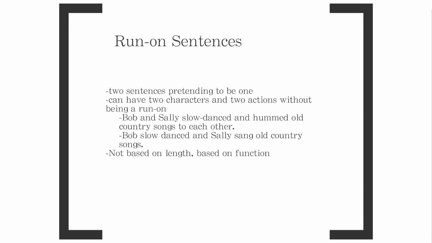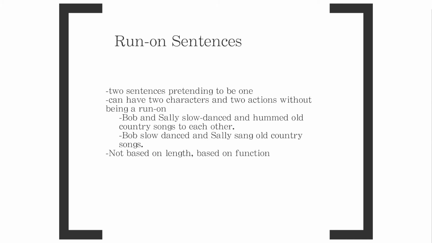Now let's talk about run-on sentences. Run-ons are when we have two or more sentences that aren't connected or separated in the proper way. Keep in mind, a single sentence can have multiple characters and multiple actions, as shown here. "Bob and Sally slow danced and hummed old country songs to each other." We have two characters, Bob and Sally, and they're doing two things, slow dancing and singing. But if we have two pairs of sentences, that is, two separate complete thoughts, each with its own character and action, then we have to separate them properly.